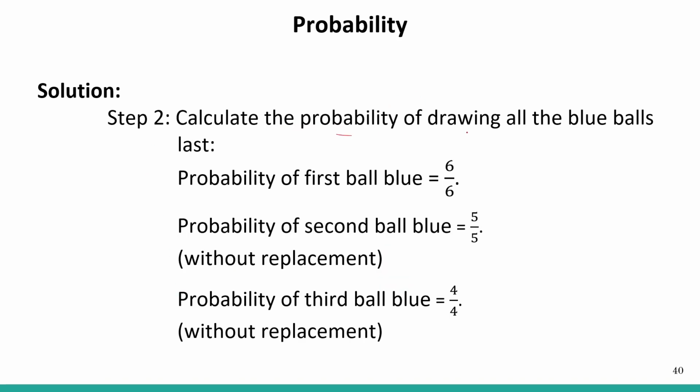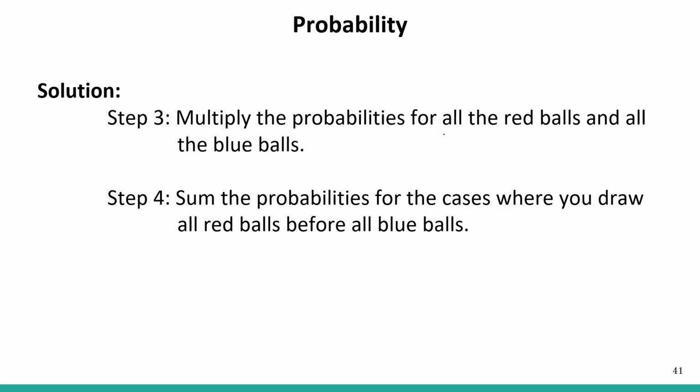So calculate the probability of drawing all the blue balls last. That is, probability of first blue ball will be what? 6 by 6. Probability of the second ball blue will be what? 5 by 5. Probability of the third blue ball will be 4 by 4. And multiply the probability to get all the red balls and all the blue balls.